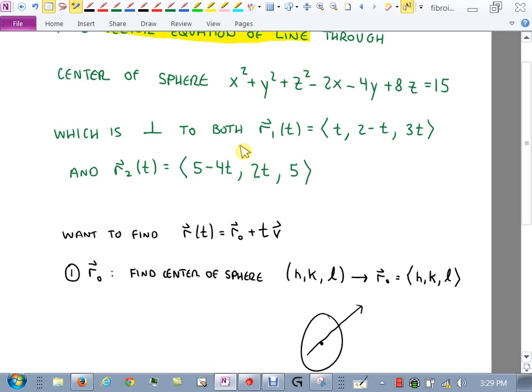Well, every line has a direction, doesn't it? So I have two lines, r1 and r2. Whatever their directions are, they're vectors, and I need v to be perpendicular to both. Well, if I have two vectors, how can I find another vector perpendicular to both? Take the cross product of those two directions.